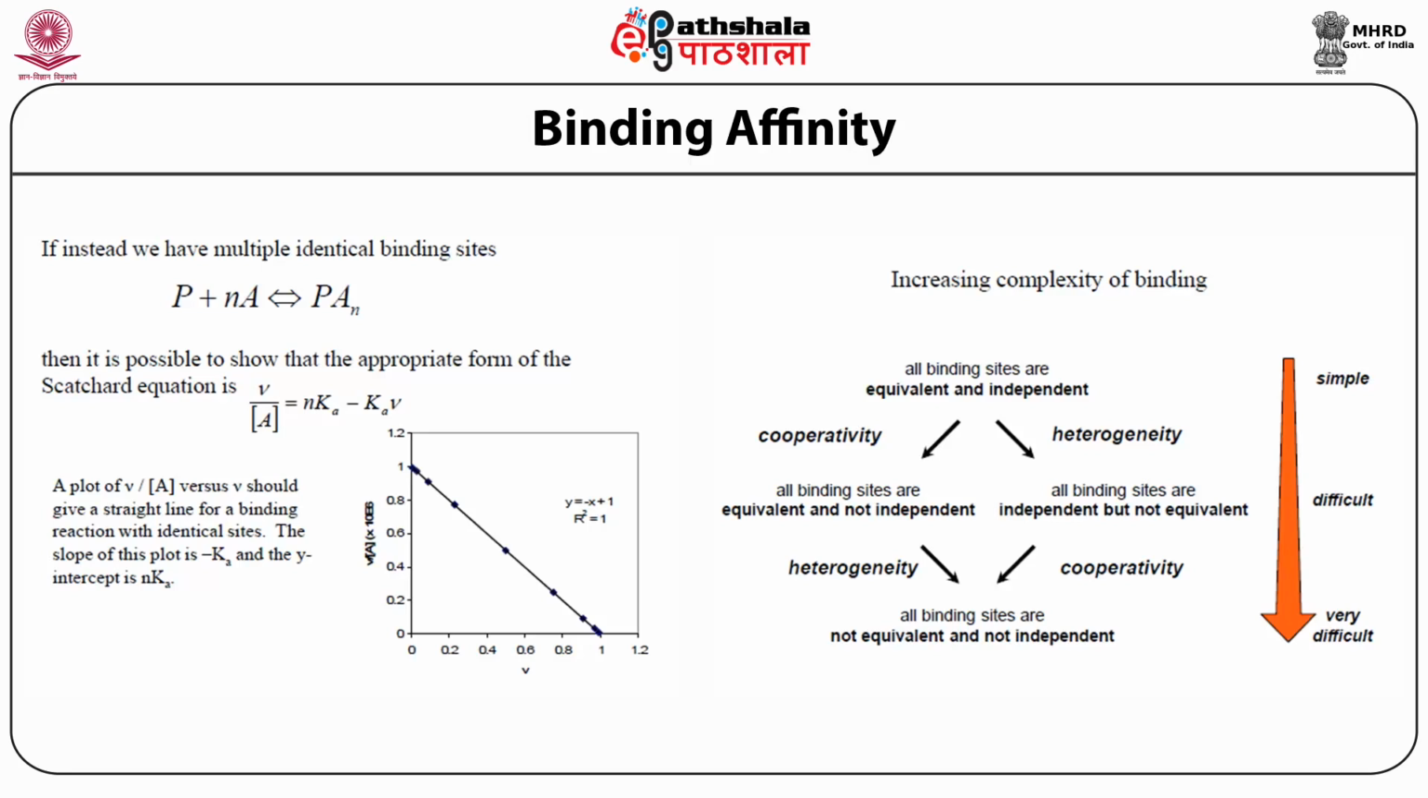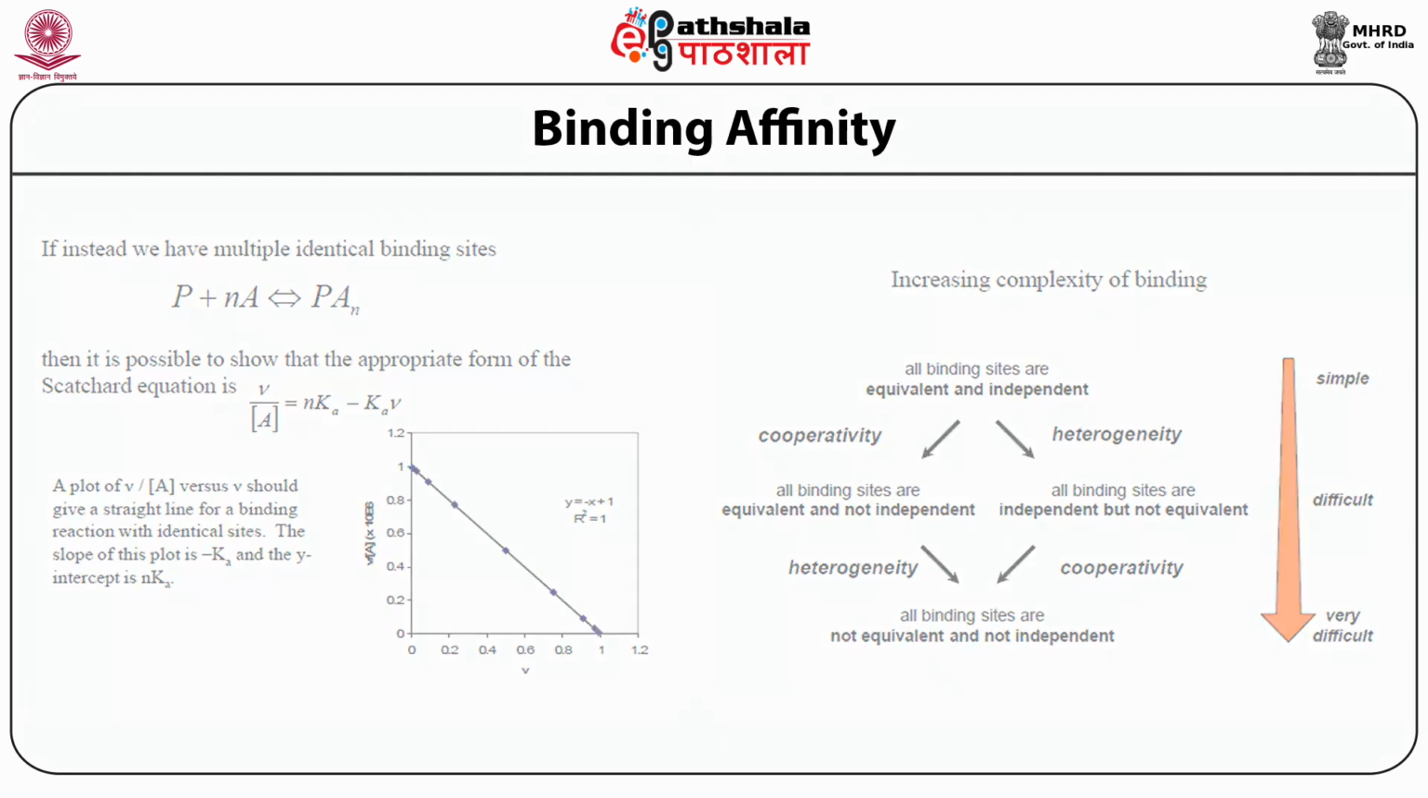With increasing complexity, the binding sites may be equivalent and independent, or there may be cooperativity or heterogeneity. In the heterogeneous case, the binding sites are independent and non-equivalent. With heterogeneity and cooperativity, the binding sites are not equivalent and not independent. So the process can range from simple to very difficult, and this Scatchard plot based method is used to estimate the binding affinity in complex systems.